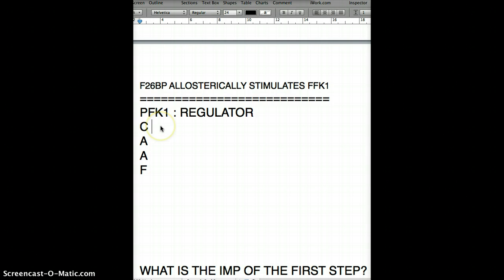Now for C, I have citrate. For A, I have ATP. The other A is AMP, and the last one, F, is going to be fructose 2,6-bisphosphate. Okay, so this means that whenever there is a citrate, I have to continue this video in my next one because I cannot make videos longer than 15 minutes. So I'll continue this in part 2 of glycolysis. Okay.